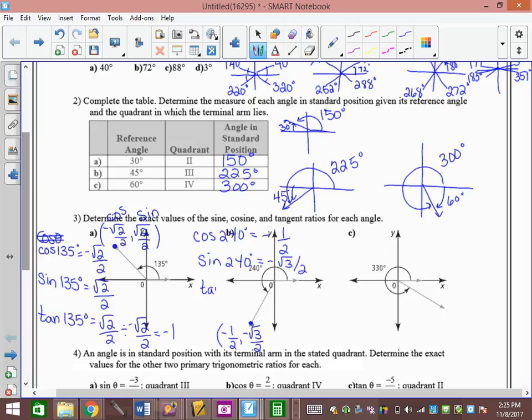Tan of 240 equals negative root 3 over 2 divided by negative a half, which is negative root 3 over 2 times negative 2 over 1. The 2's cancel, the negatives cancel, and you're just left with root 3, which makes sense because tan in that quadrant is what? Positive. And that answer is positive.